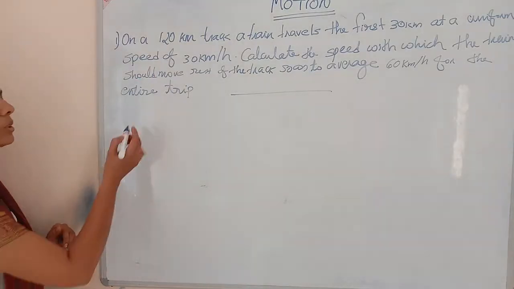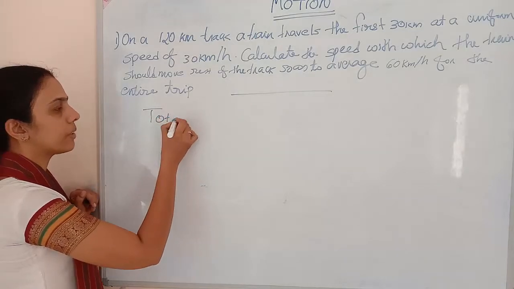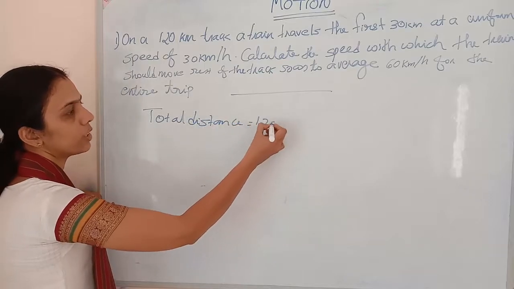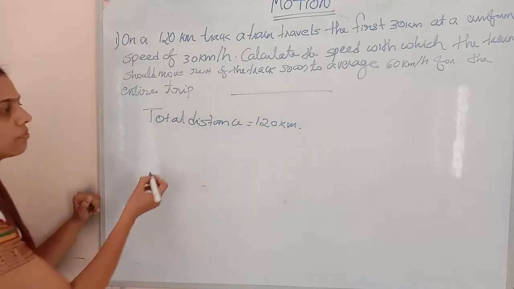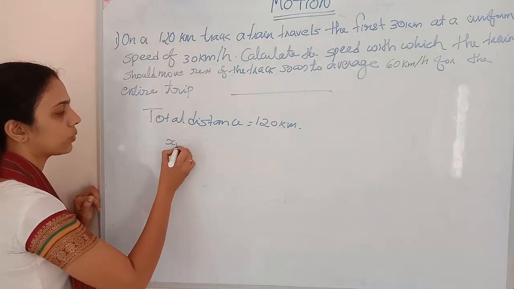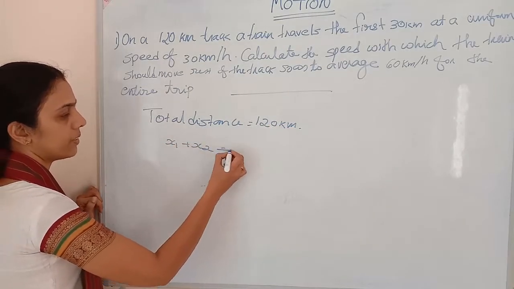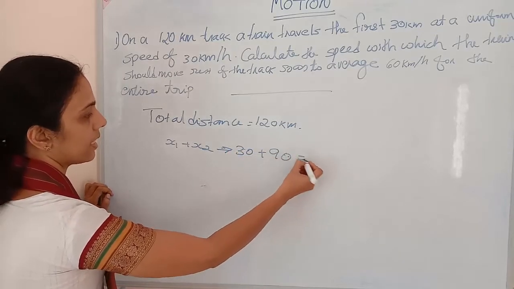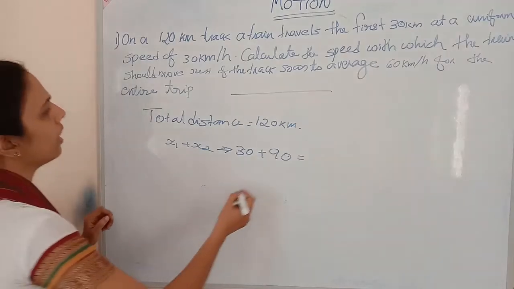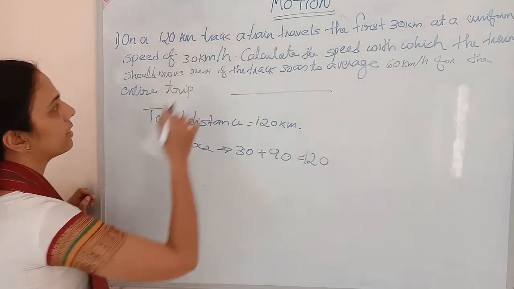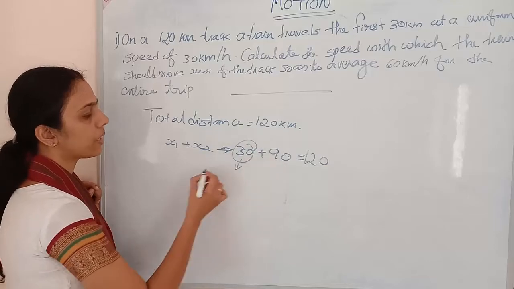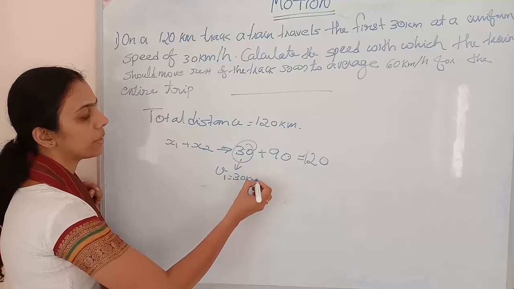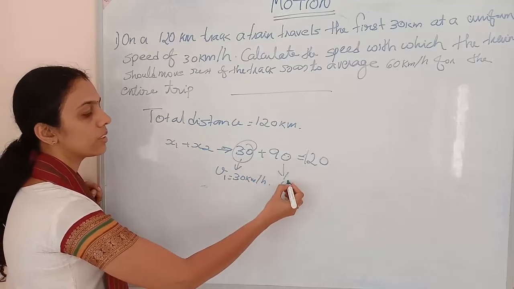So here the total distance is given as 120 kilometers. First 30 kilometers, so x1 plus x2, I can write it as first 30 kilometers and next 90 kilometers, that is equal to 120. Then for this 30 kilometers the speed V1 is 30 kilometer per hour. We should find out this V2.